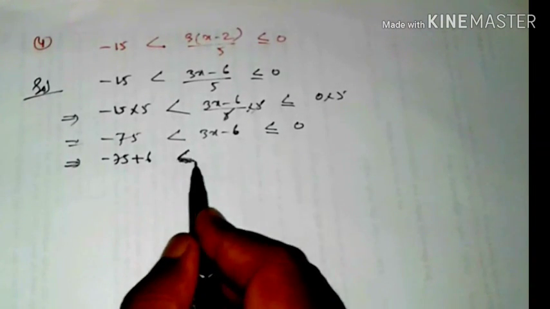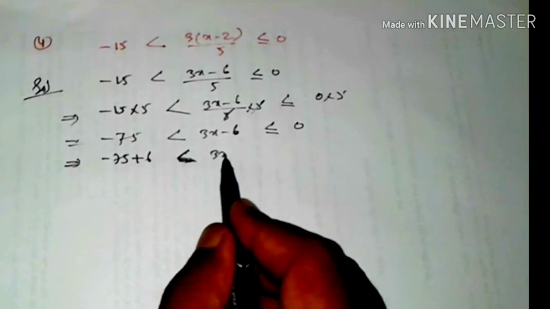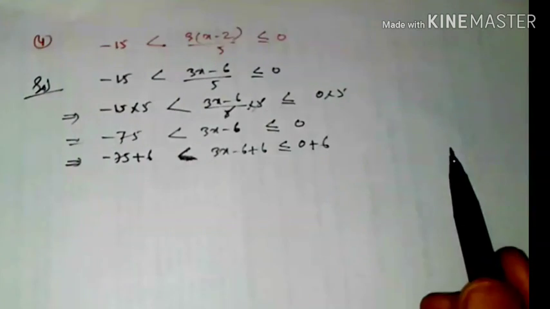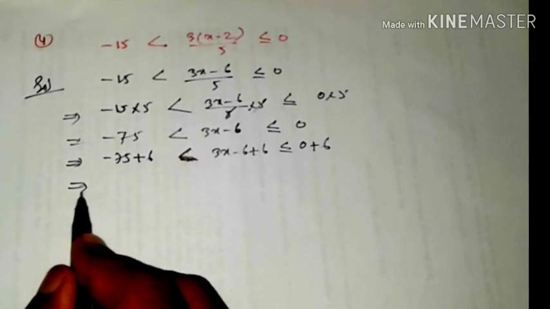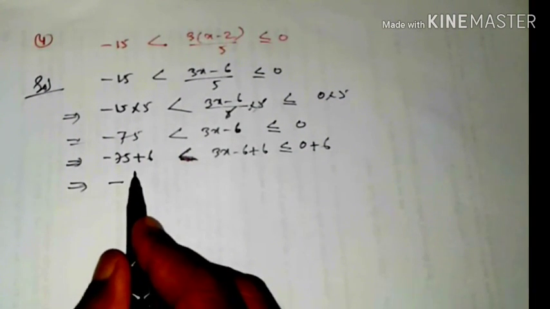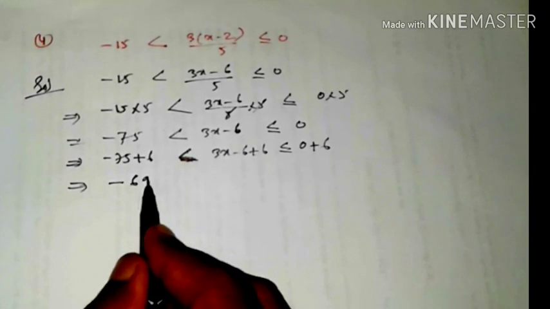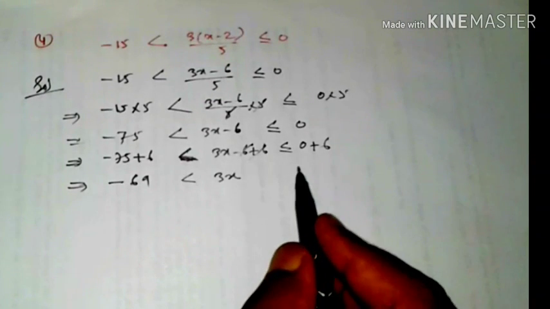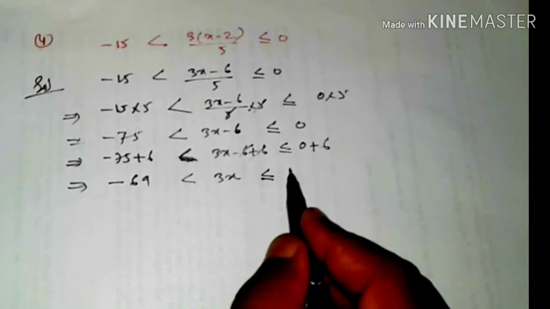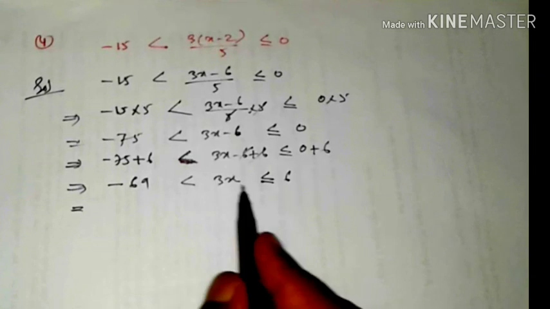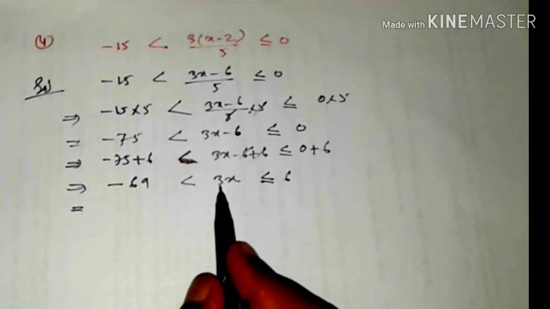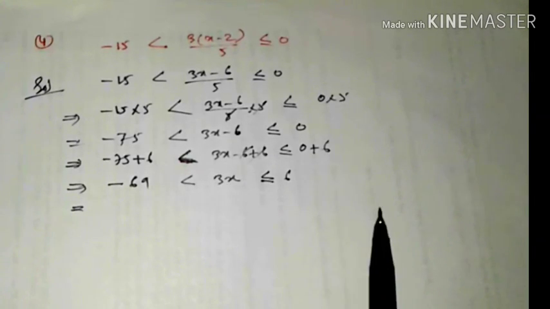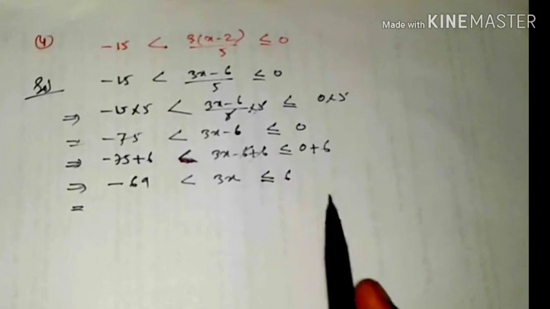This is not less than, this is less than, but 3x plus 6, 0 plus 6. This is minus 6, that is less than, this is 3x. We can cancel this. This is 6. Now we have to divide all sides by 3. Here 3 is multiplied with x, so we have to divide with 3.